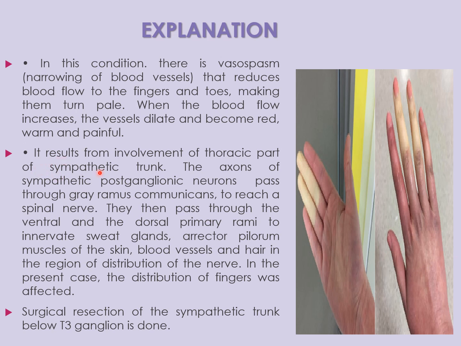The second question is, which part of the nervous system is involved? It results from involvement of the thoracic part of the sympathetic trunk. The axons of the sympathetic postganglionic neurons pass through the gray rami communicantes to reach the spinal nerve. Then they pass through the ventral and dorsal primary rami to innervate the sweat glands, arrector pili muscles of the skin, blood vessels and hair in the region of distribution of the nerve. In the present case, the distribution of the fingers was affected.